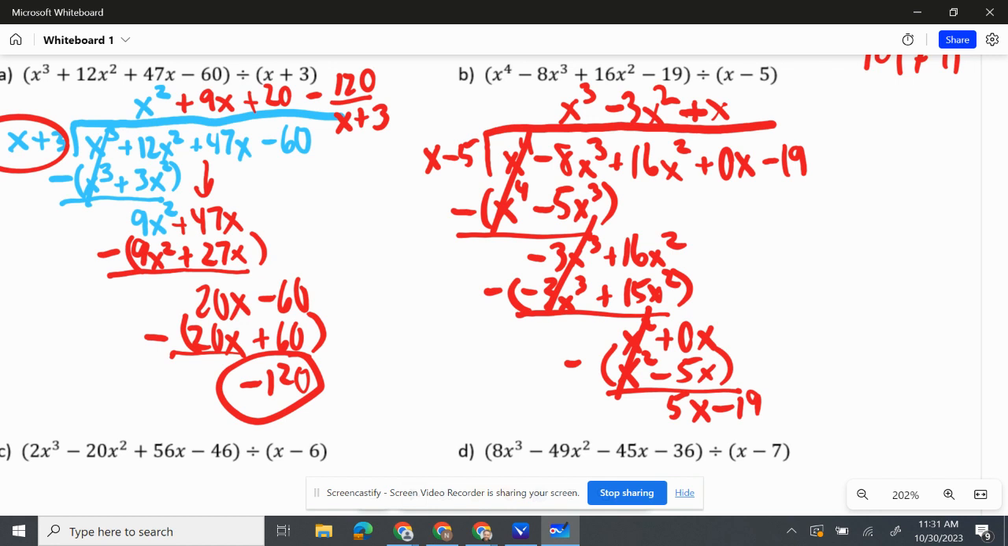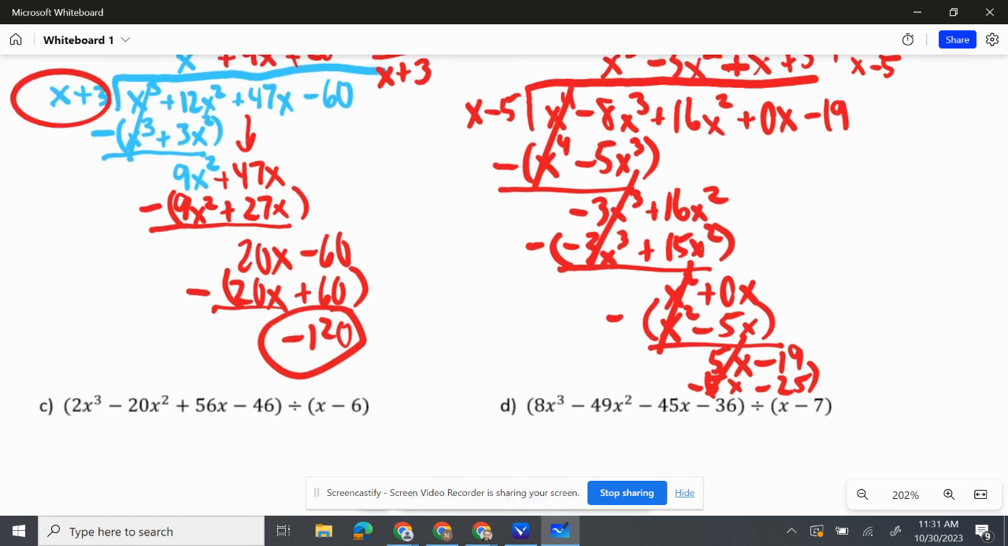x goes into 5x 5 times. 5 times x is 5x, and then 5 times negative 5 is negative 25. I'm going to subtract my terms. First ones cancel, and that gives me a positive 6. So I have 6 over x minus 5.